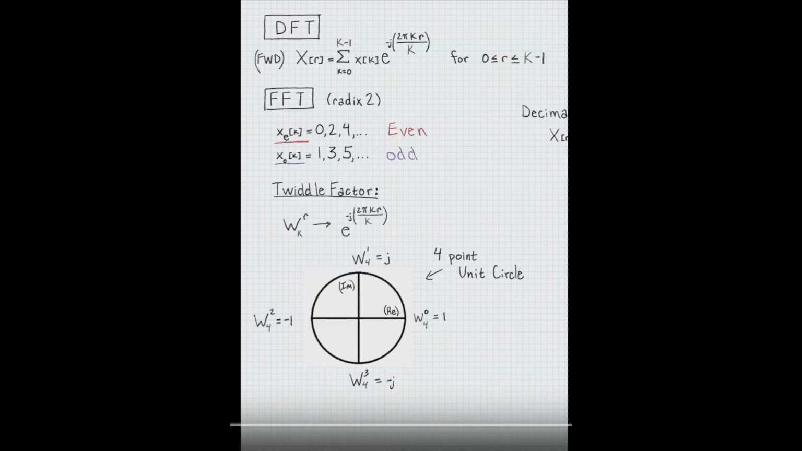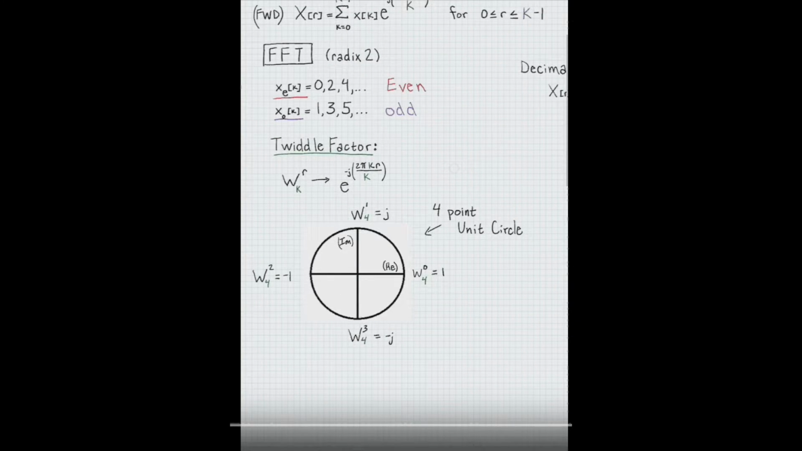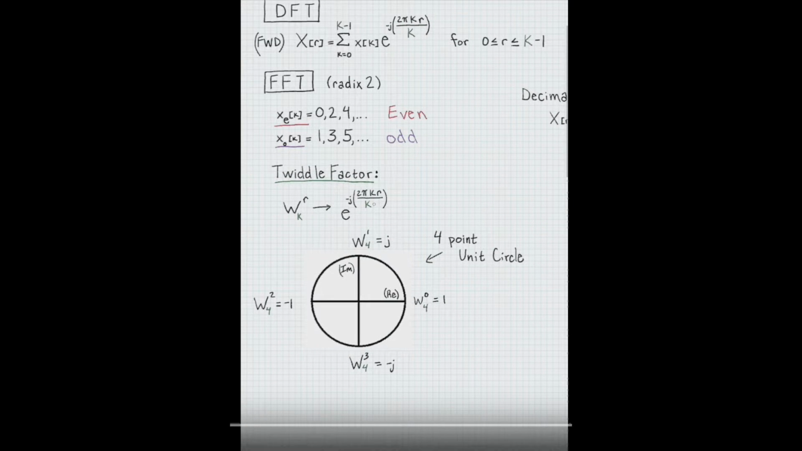Okay. The next step we'll need to write our FFT equation is to write out a twiddle factor. It's a replacement of a variable in our DFT equation. If you look back up here, we'll take this whole term from our previous equation.